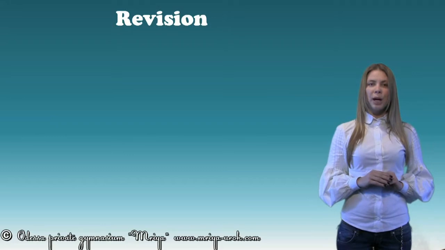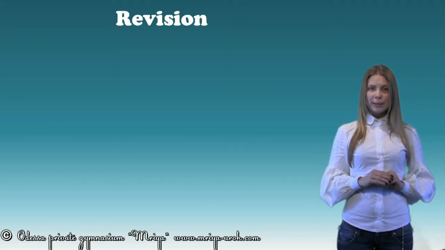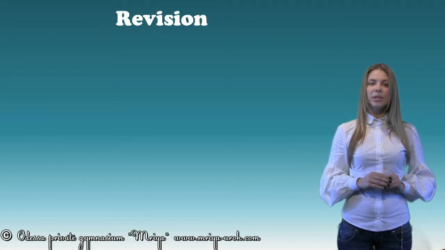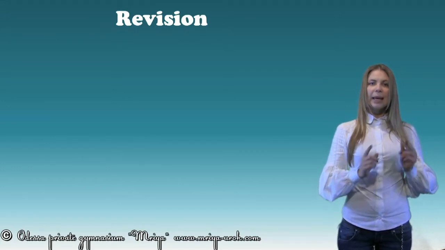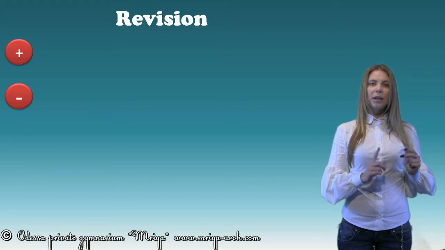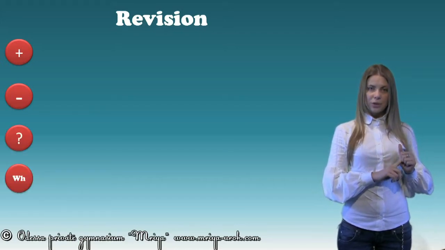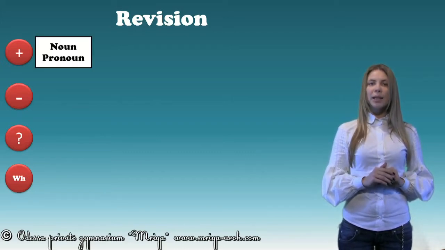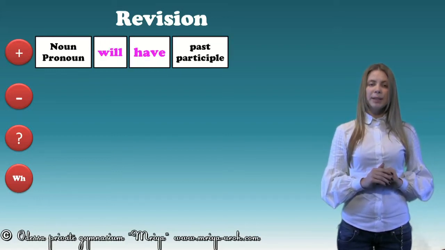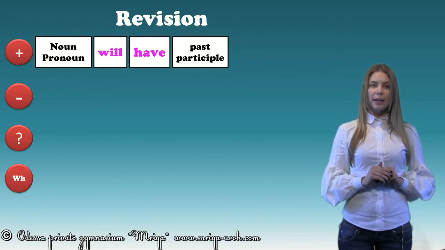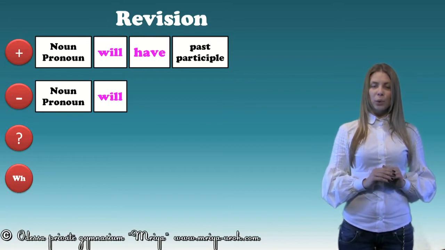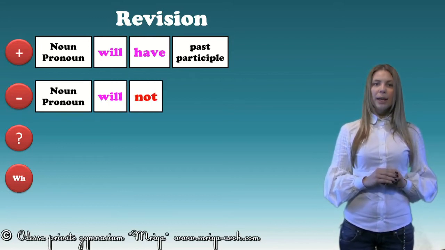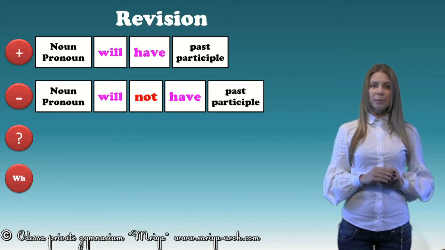Now I propose to revise everything that you have already listened to. So, there exist 4 types of sentences: a narrative one, a negative, general question, and special question. In order to make a narrative sentence, on the first position you have to put noun or pronoun. Then you have to put will, then have, and past participle. In order to make a negative sentence, on the first position you have to put noun or pronoun, then will, then not, have, and on the last position, past participle.